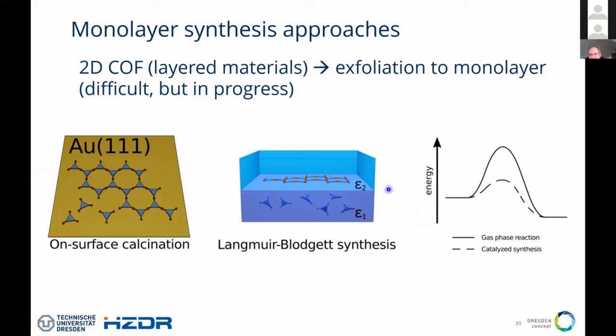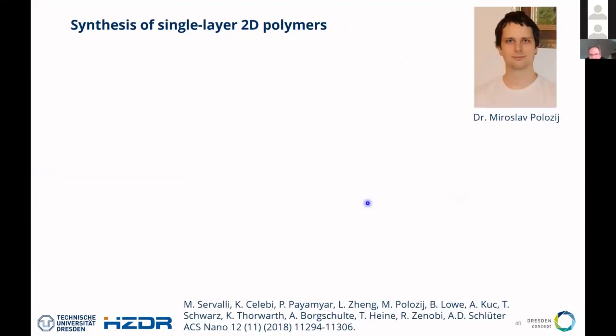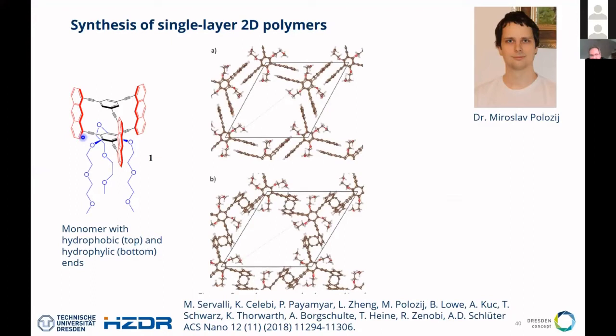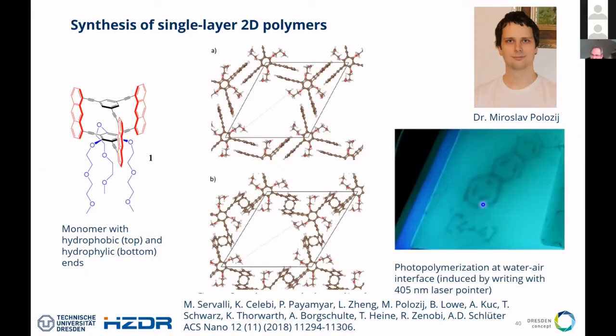And you can also catalyze it in order to make that a little bit faster. So here's a nice example by Miroslav, who was working together with Dieter Schlüter. He wanted to polymerize these types of molecules, which have hydrophilic groups on that side and are hydrophobic there. You can put that on an interface, pre-assemble, then initiate the polymerization using light, and then you get these films here. And this one here has been written by a laser pointer. I mean, just to give you the idea how this Langmuir-Blodgett synthesis works.